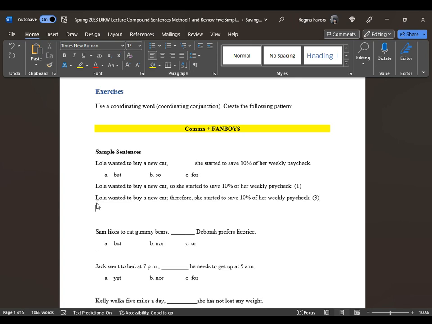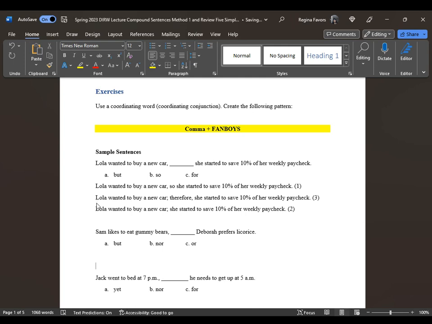Okay. And then if we wanted to just add a semicolon, it would be Lola wanted to buy a new car; she started to save 10% of her weekly paycheck. And that is method number 2. Okay. So it just makes it easier if you added the semicolon first, and put it on the second line, then it would have been easier just to add the therefore comma after that.